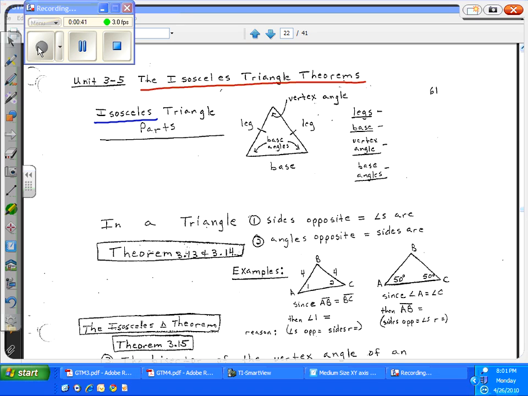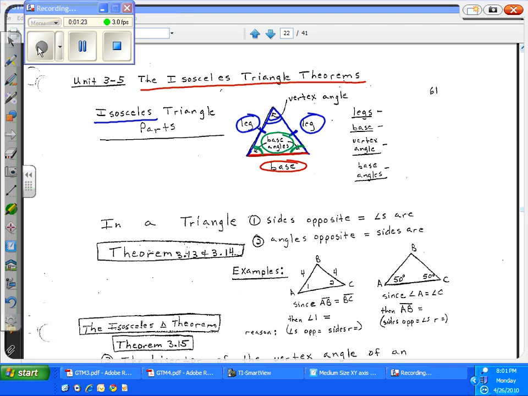In an isosceles triangle, it's a triangle with two equal sides. Those two sides that are equal are called the legs. We again represent equality with one little mark, and so the legs are those two equal sides, and the third side is called the base. The angles at the base, this angle right here and this angle right here, are called base angles. And the angle that is included between the two equal sides is called the vertex angle.